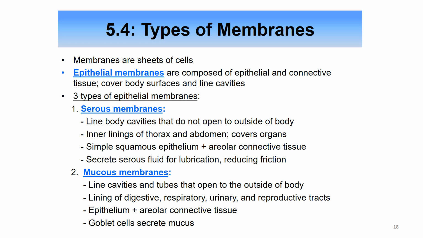Types of membranes. Membranes, it says, are really just sheets of cells. Epithelial membranes are composed of epithelial and connective tissues. So we have three types of epithelial membranes.